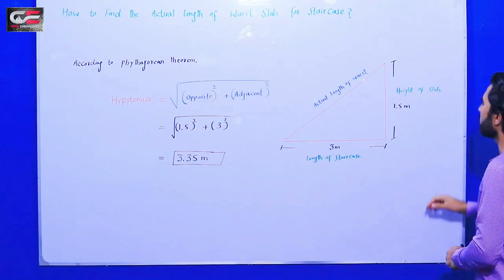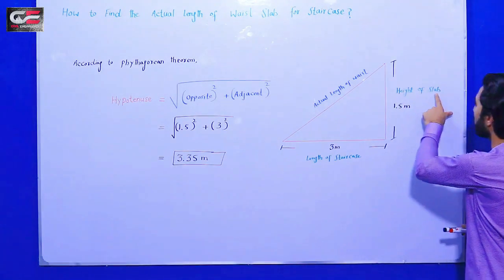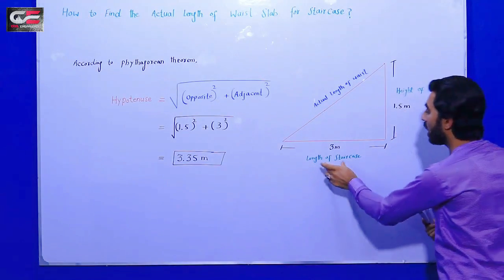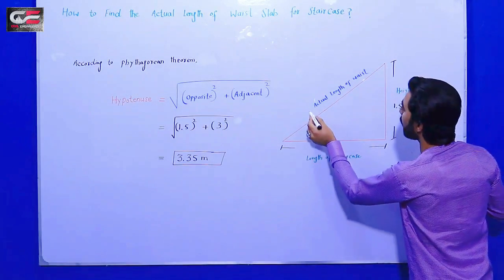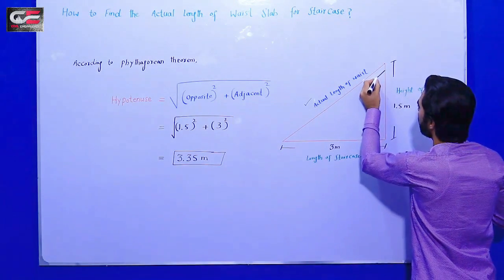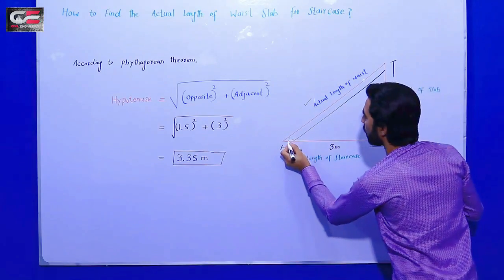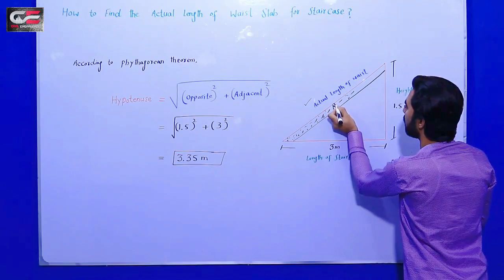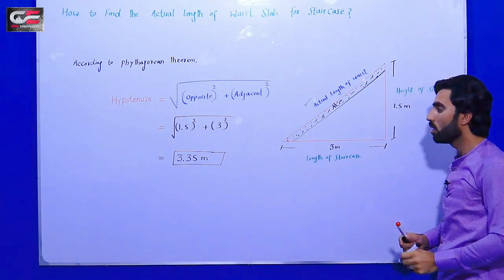As you can see, guys, this is the height of the slab, which is 1.5 meter, and the length of the staircase is 3 meter. So what should be the actual length of the waist? As you can see, this is the waist, which is made from RCC. So how do we find the actual length of the waist?